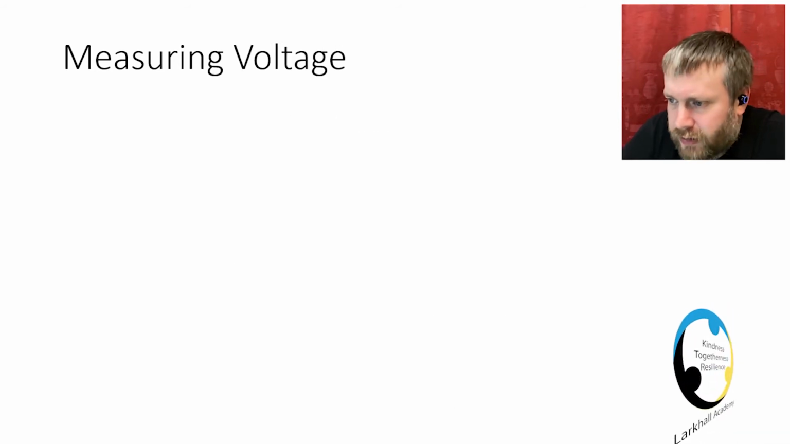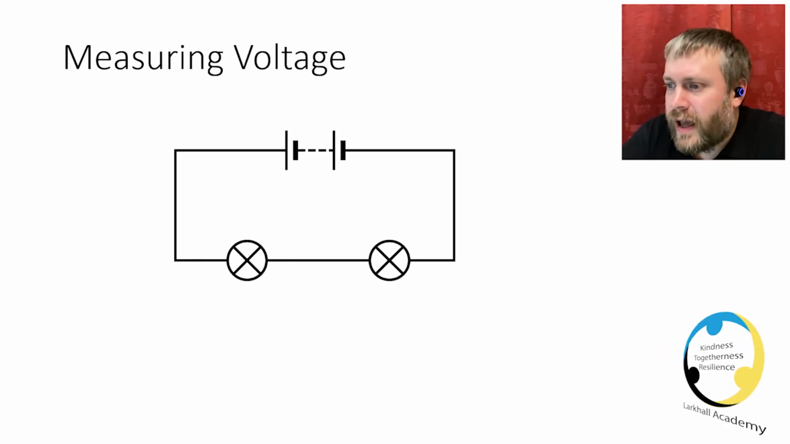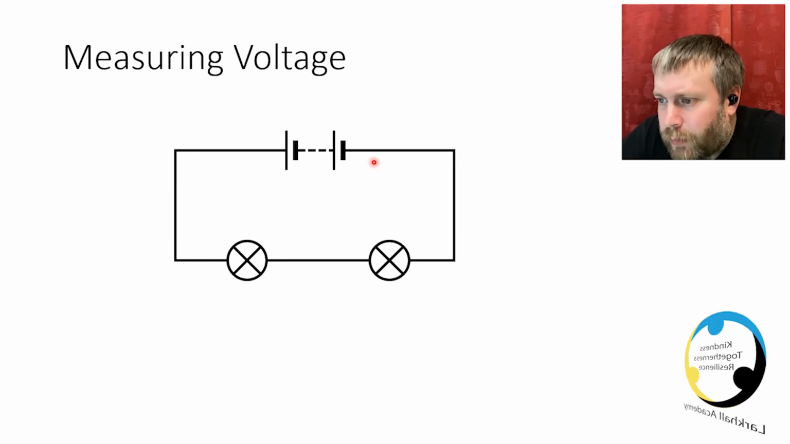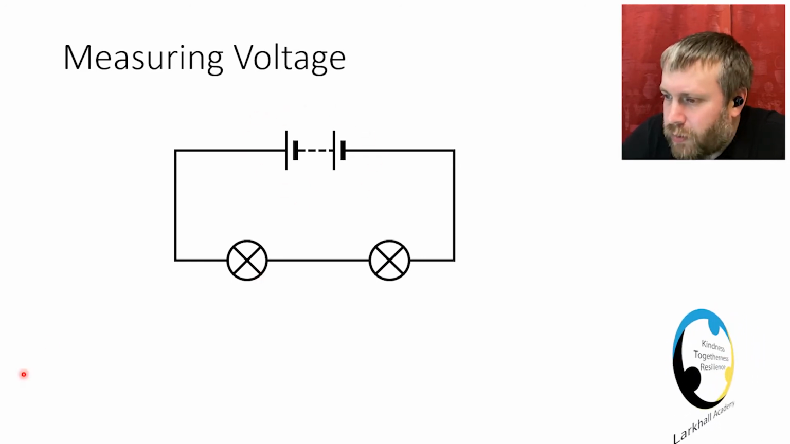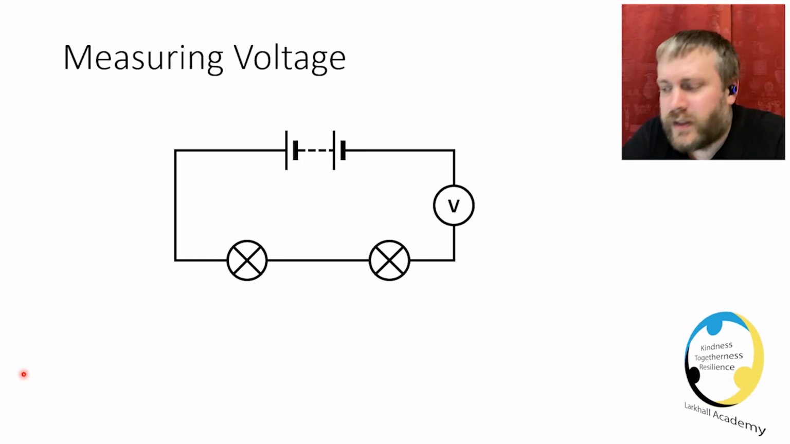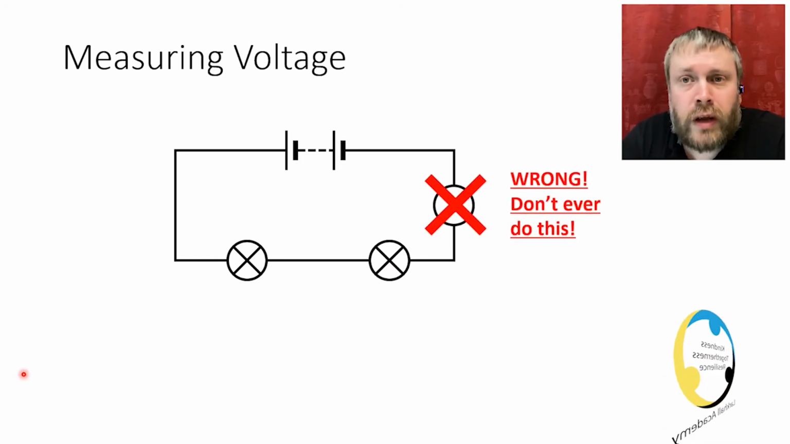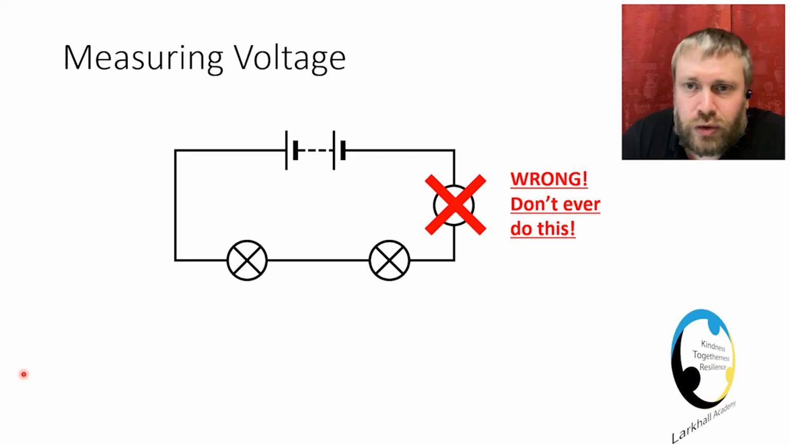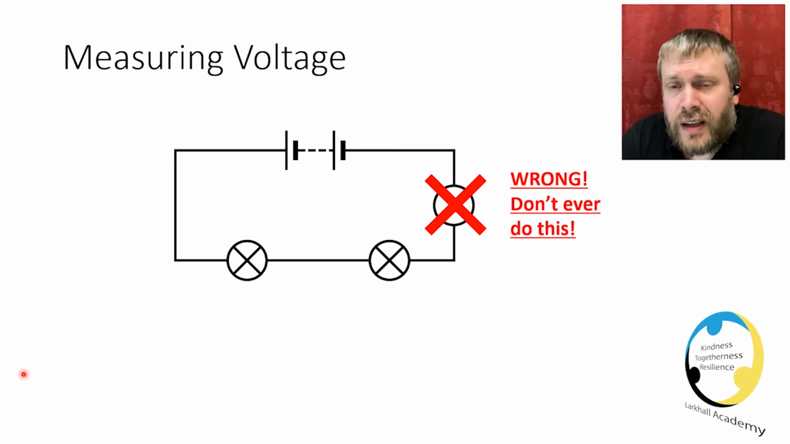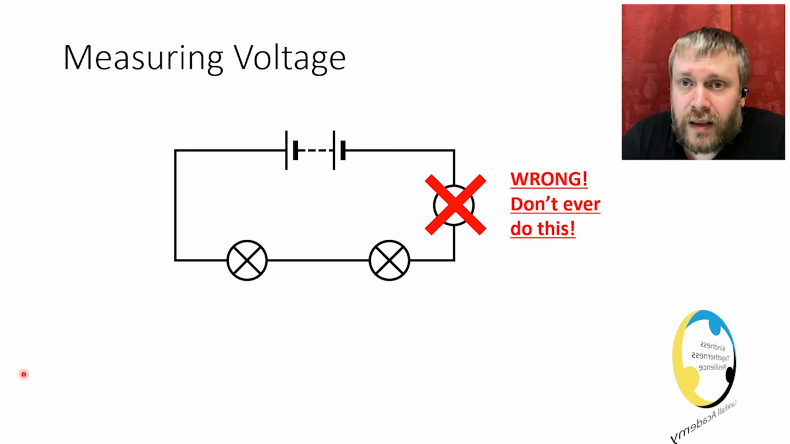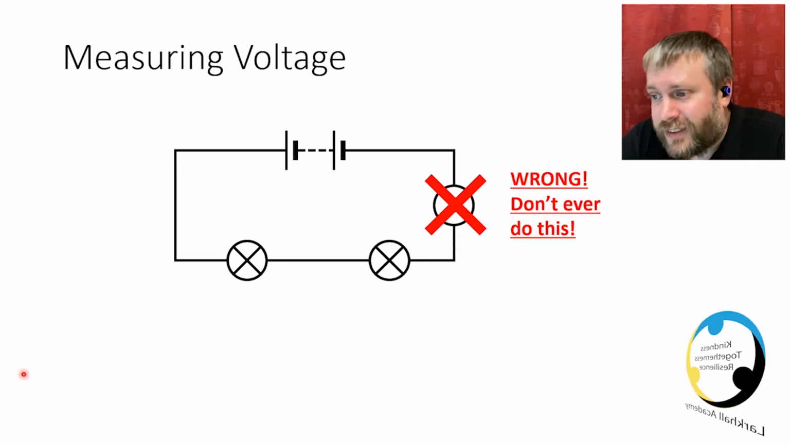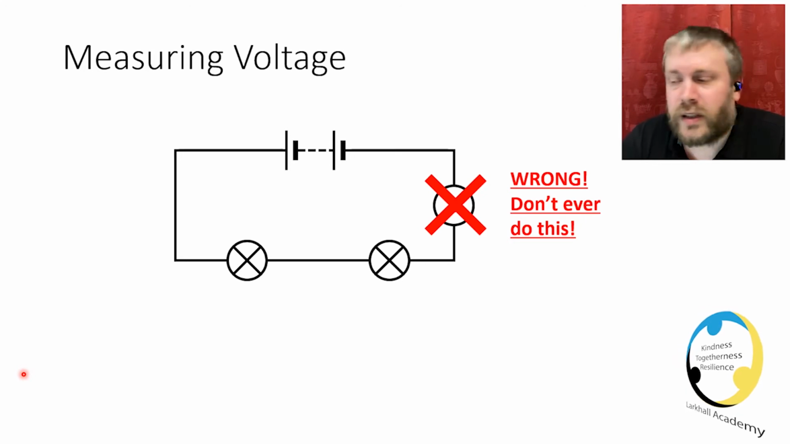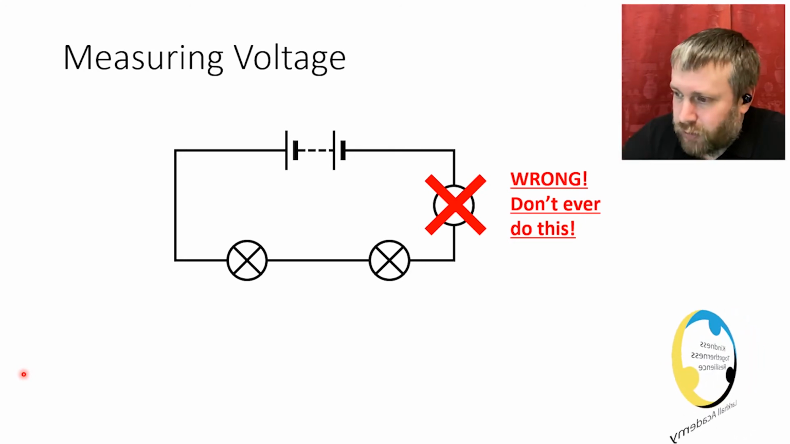Measuring voltage, on the other hand, it's the same circuit. So we've got a battery here, we've got our two lamps. Now you'd be forgiven for thinking you might want to put your voltmeter in there, but that is absolutely wrong. Don't ever do this, okay? If you do that, it's wrong. It's not going to give you a reading. It's not really going to do anything to the voltmeter. It might give you a reading, it might not, but it's not going to be the reading that you're looking for. And if you do it in a test or an exam and you're asked to design a circuit and you put your voltmeter in there, you would just lose marks. That's how that's going to work. So we don't want to do that, so let's remove that from there.